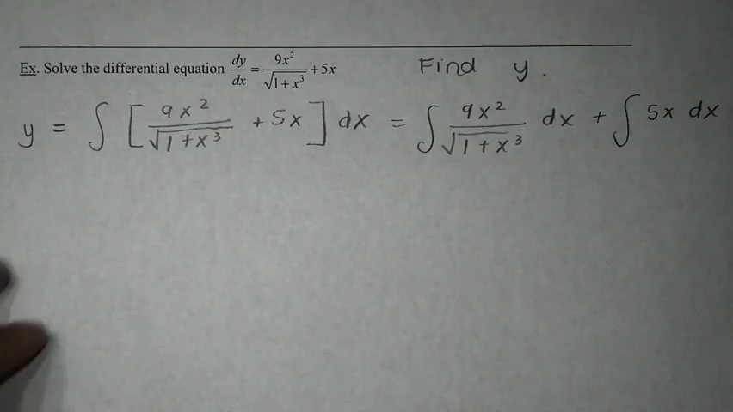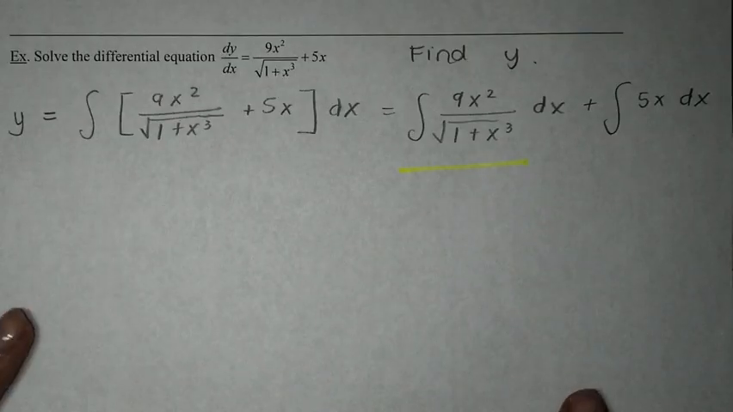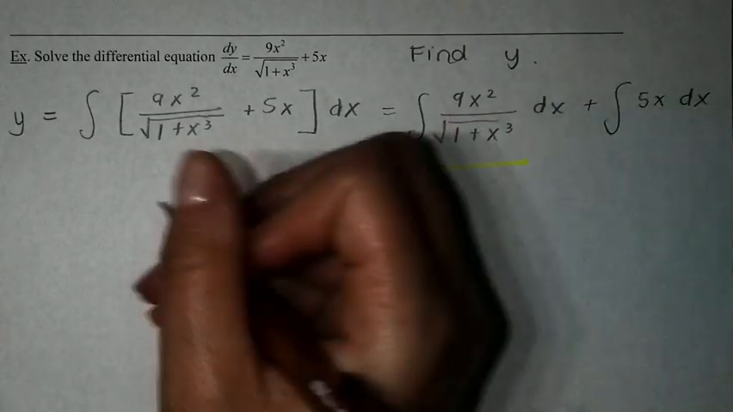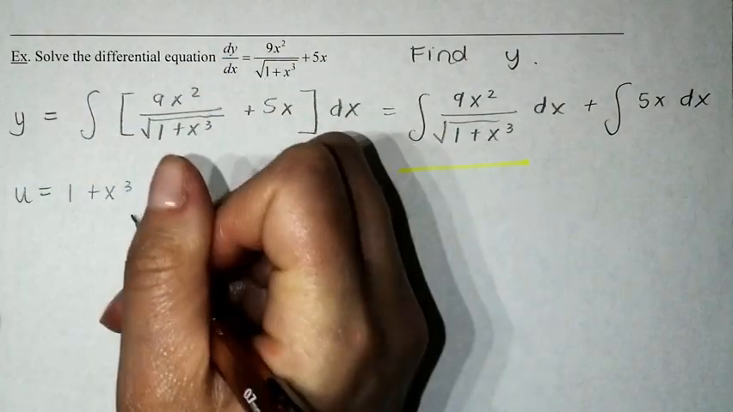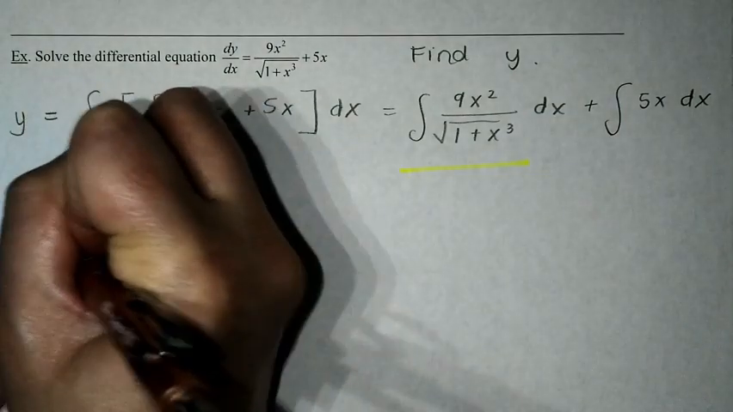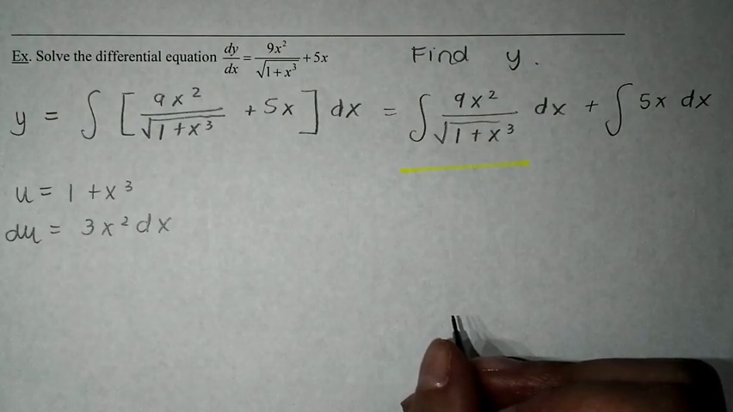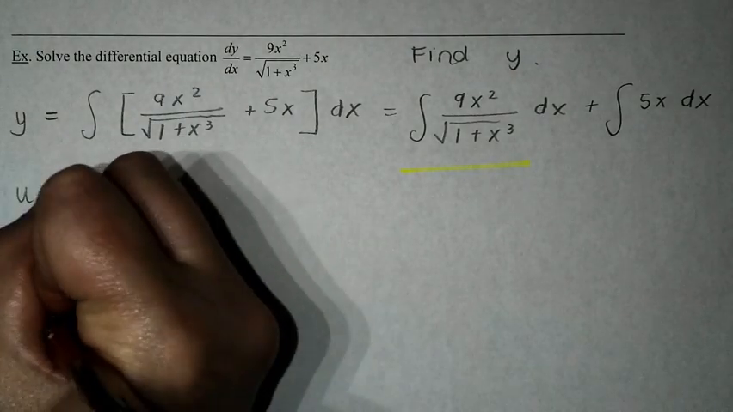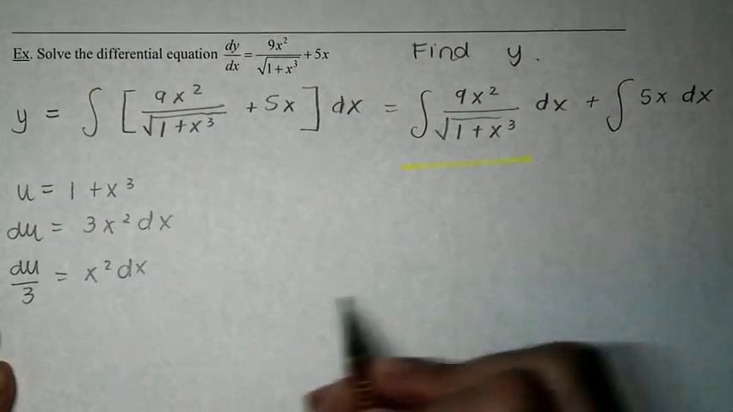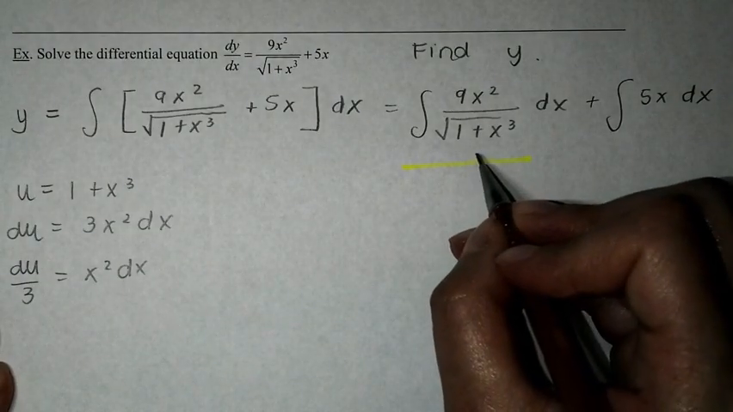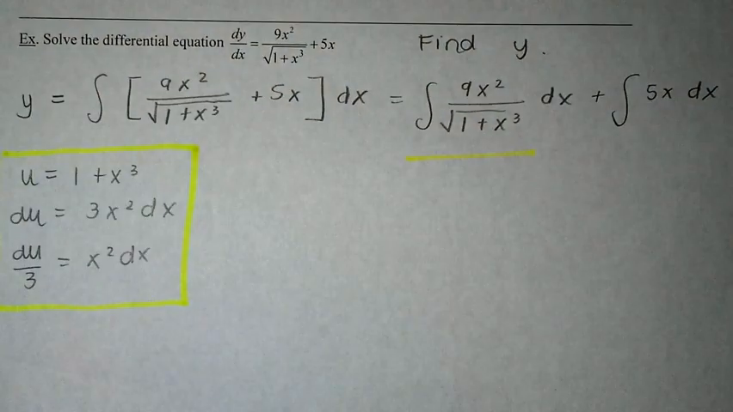Let me highlight this one. Okay, be careful. Now what you're going to do for the yellow one is u equals 1 plus x cubed. And then the derivative is going to be 3x squared dx. Do you agree with that? Now, as in the previous examples, you don't have the 3, so you have du divided by 3 is equal to x squared dx. You're just looking at the yellow one, so we're doing the u substitution only for this one. The other one, we leave it like that.